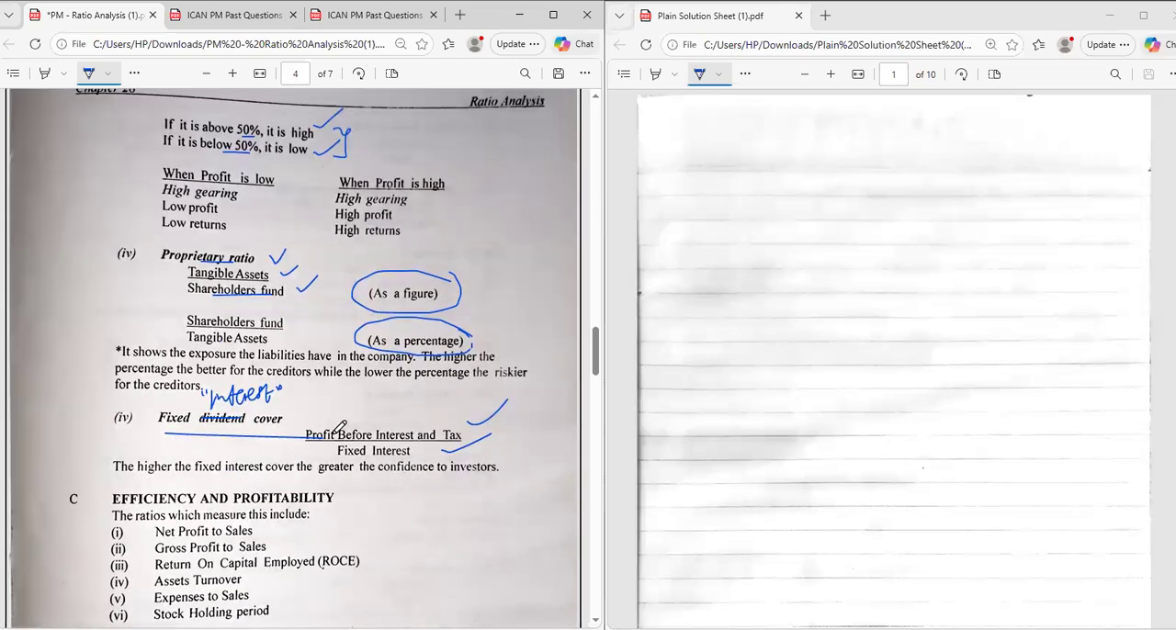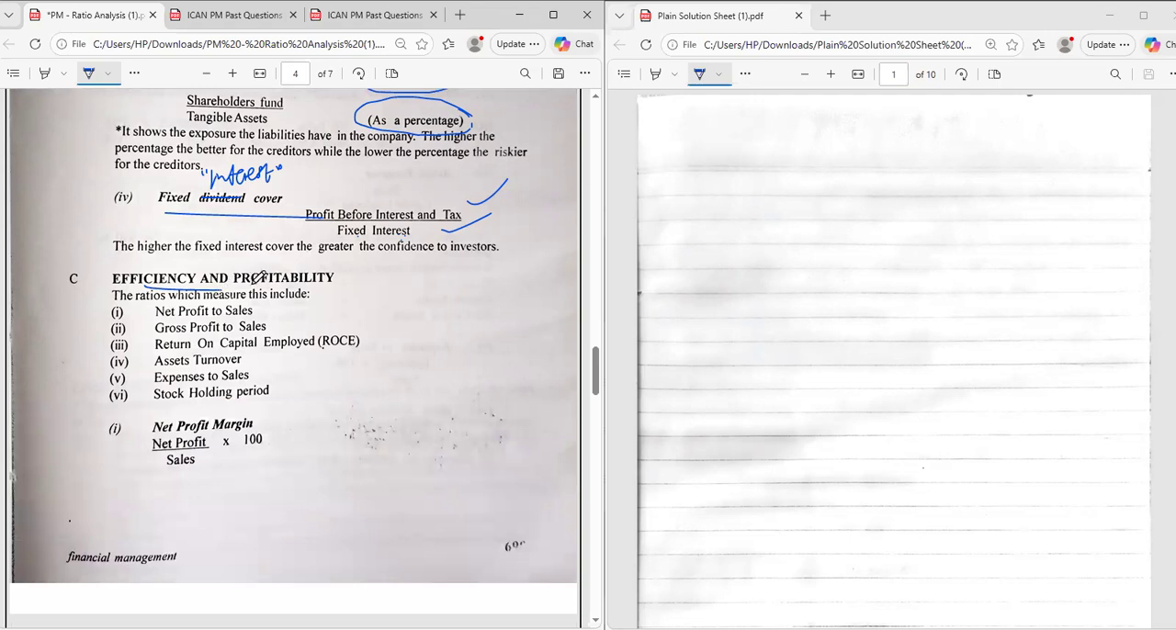So profit before interest and tax divided by fixed interest. Does that make sense now? So this should be fixed interest cover. We want to know whether our profits before we pay interest and tax can actually pay for our interest. That makes sense. So the next category is efficiency and profitability ratio.